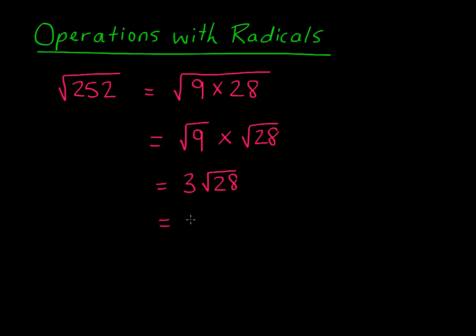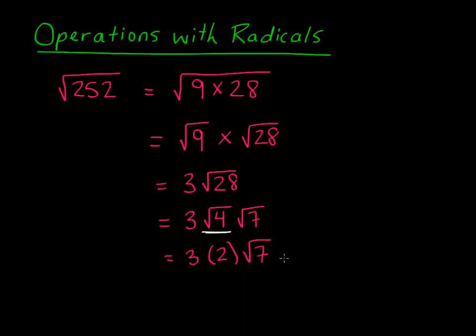And indeed it can. So I can break up the square root of 28 into the square root of 4 times the square root of 7. And the reason I know this can be simplified further is because the square root of 4 works out to a nice number, because 4 is a perfect square number. The square root of 4 is 2. Now I've got 3 times 2 times the square root of 7.